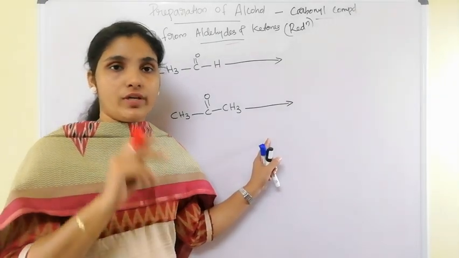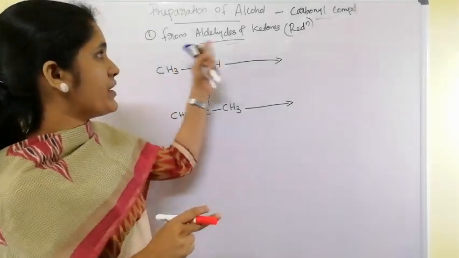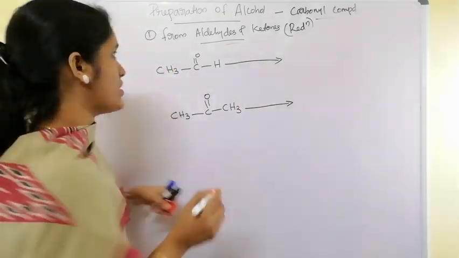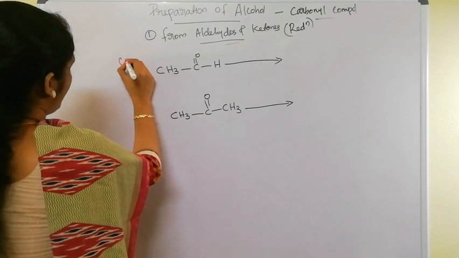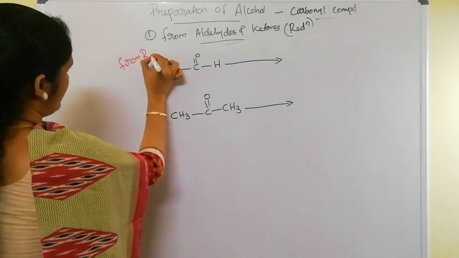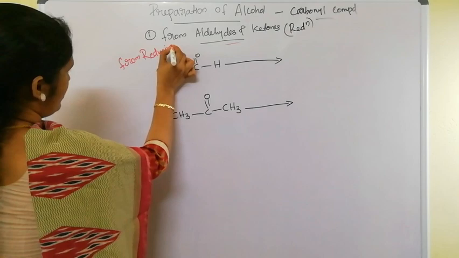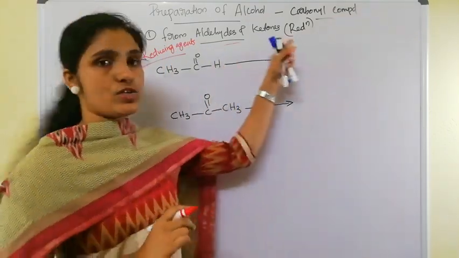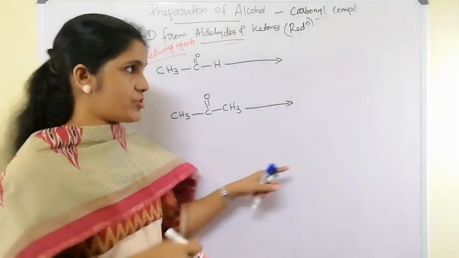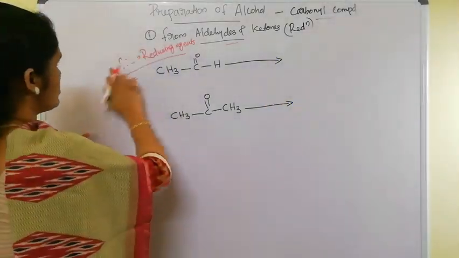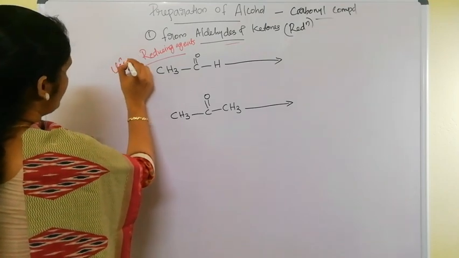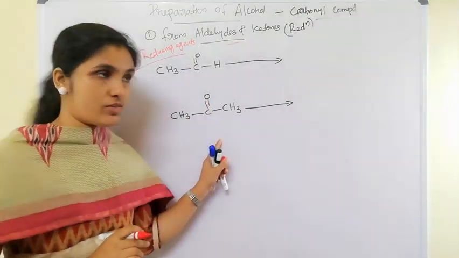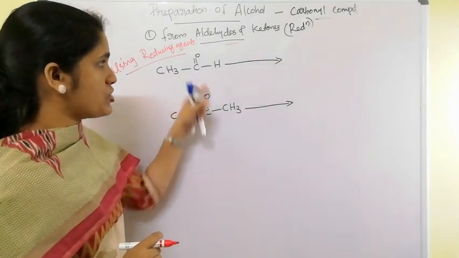So now let's move to the second method, from aldehydes and ketones. Hydrogenation reactions we have already discussed, and the second one is using reducing agents, because the first reduction was done by hydrogenation reaction and the second using reducing agents. So the same aldehydes and ketones have been selected: acetaldehyde and acetone.